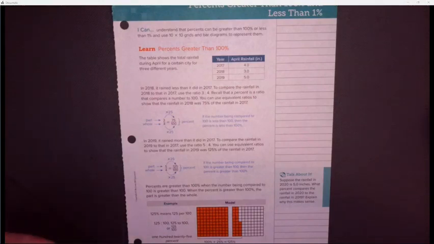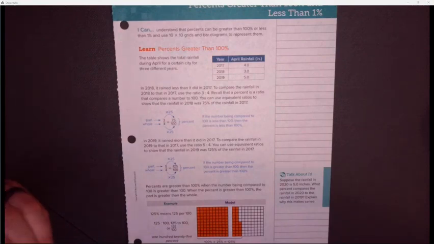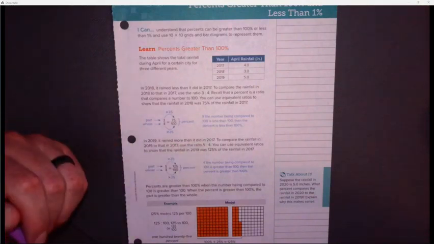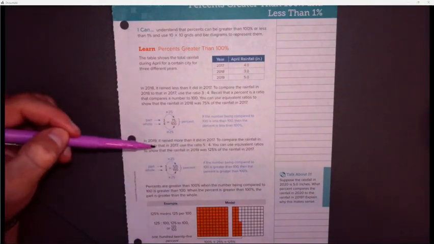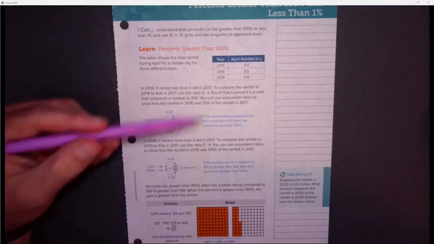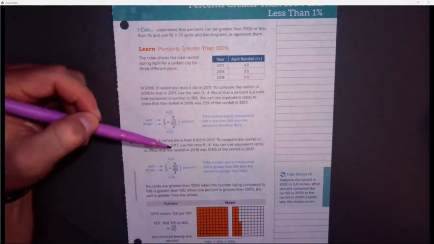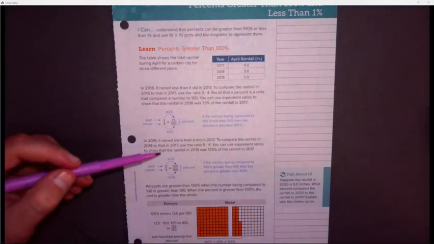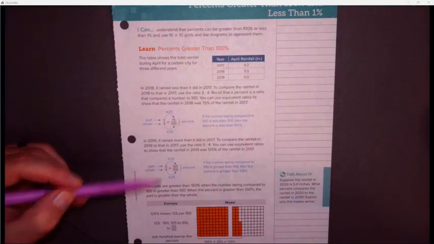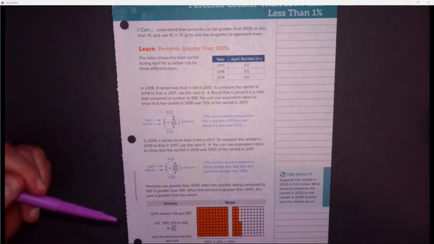To compare the rainfall in 2019 to 2017, we need to compare how much rain came down, and we look at it as a ratio. We see the ratio is a 5-to-4 ratio because we're doing 2019 to 2017. So we need 2019's number first, which was 5 inches, and then 2017's number, which is 4 inches. We can also write our 5-to-4 ratio as a fraction, 5/4.